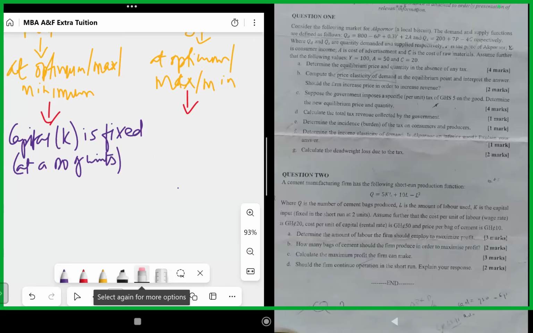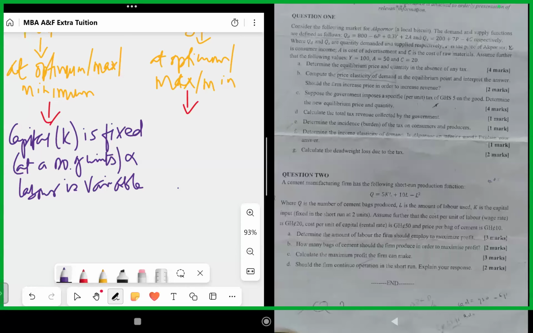And labor is variable. So capital is fixed at a number of units, and labor is variable. What I mean is that the question will give you the unit for the capital. So if the capital is 4 units, the question will state in the passage that it is 4 units.